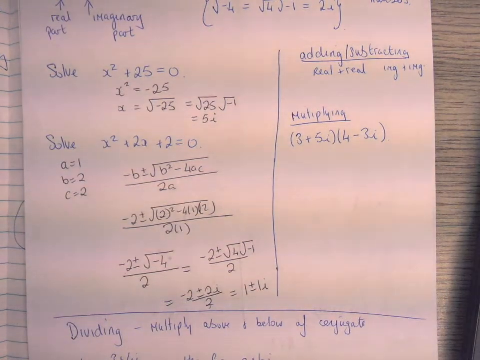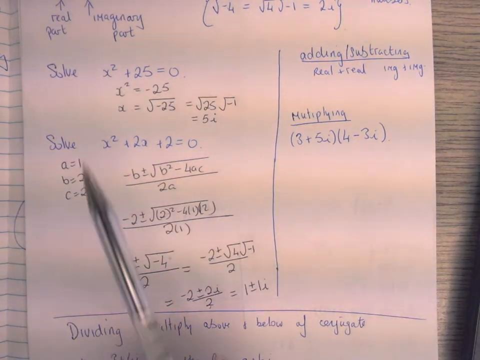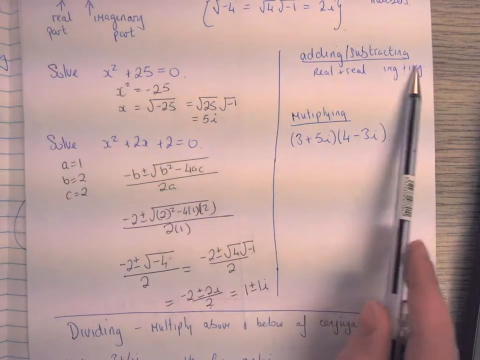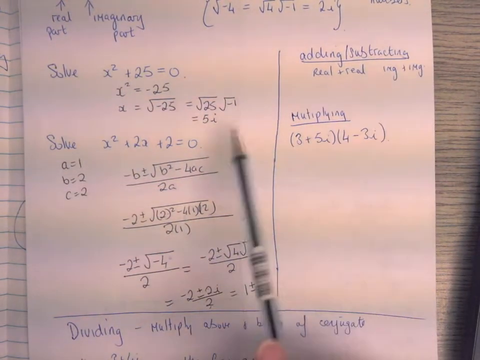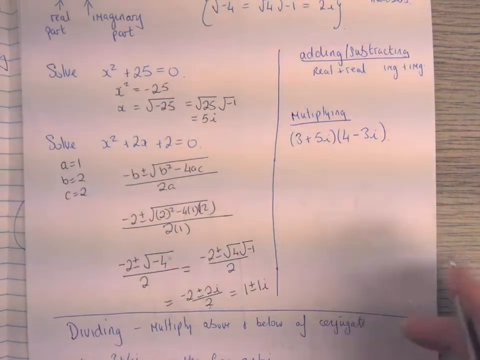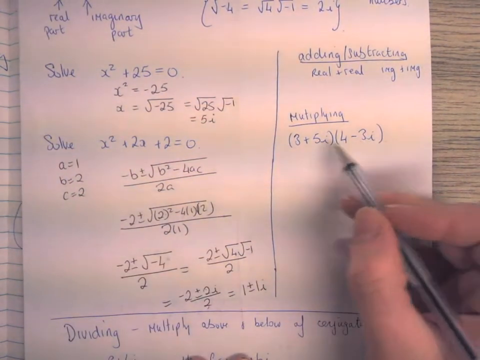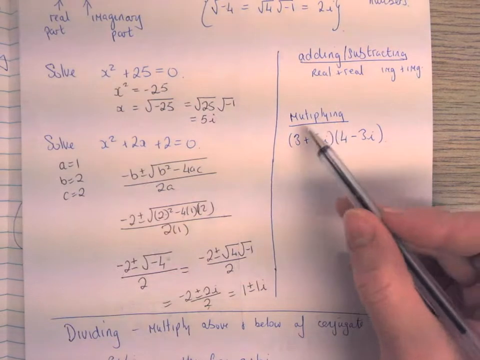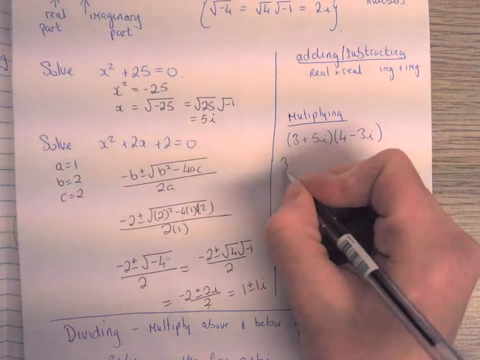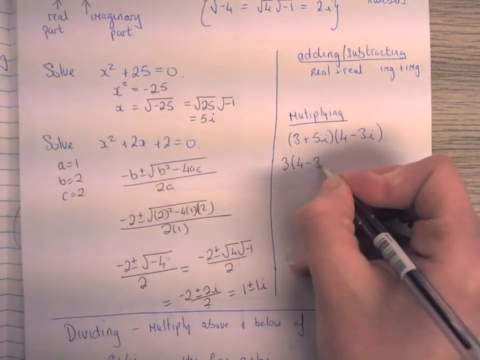So when we're adding and subtracting complex numbers, we just add the real parts to the real parts and the imaginary parts to the imaginary parts. I'm not going to do any adding and subtracting on its own; I'll do a multiplying, and we'll be adding and subtracting within that. When we multiply two complex numbers, it's like in algebra when we have two brackets multiplied by each other. We have to multiply everything in the first bracket by everything in the second.